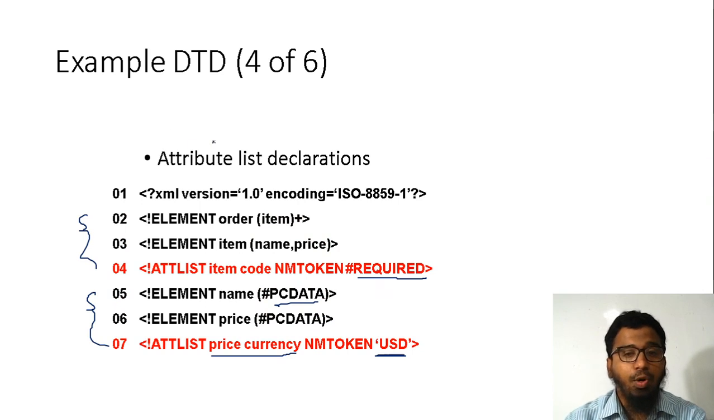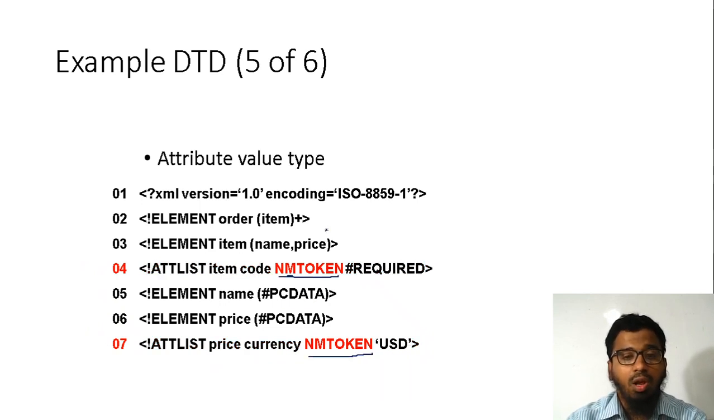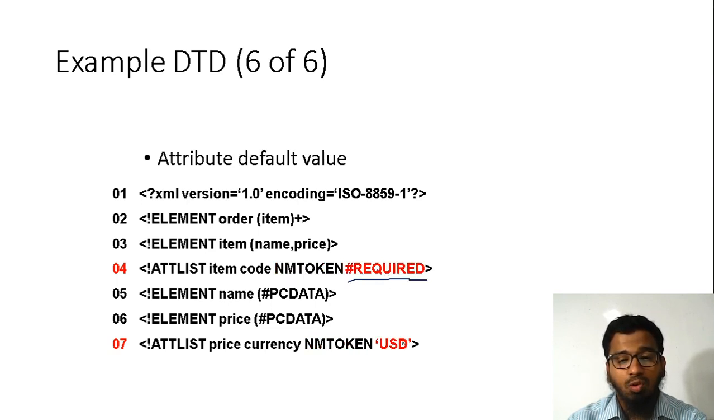Next, attribute list declaration. How to declare the attribute list? Exclamation mark ATTLIST. ATTLIST means attribute list, item code, NMTOKEN is required. So for item code, I am taking the price currency and that is in USD. You can take INR also, Indian rupees. Okay, this is the name. And what is the value type? NMTOKEN is the value type, and the next one is the default value. This is the default value.